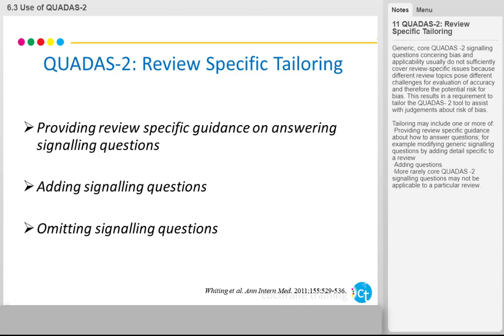Generic core QUADAS signalling questions about bias and applicability usually do not sufficiently cover review-specific issues because different review topics pose different challenges for evaluation of accuracy and therefore the potential risk for bias. This results in a requirement to tailor the QUADAS-2 tool to assist with judgments about risk of bias. Tailoring may include one or more of providing review-specific guidance about how to answer questions, for example modifying generic signalling questions by adding details specific to a review, adding signalling questions, or more rarely core QUADAS-2 signalling questions may not be applicable to a particular review.